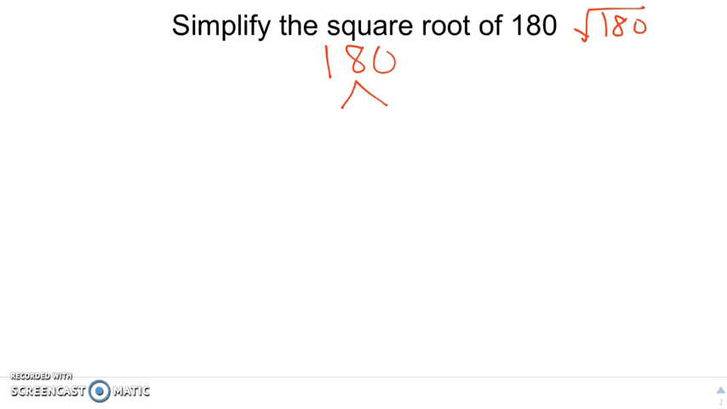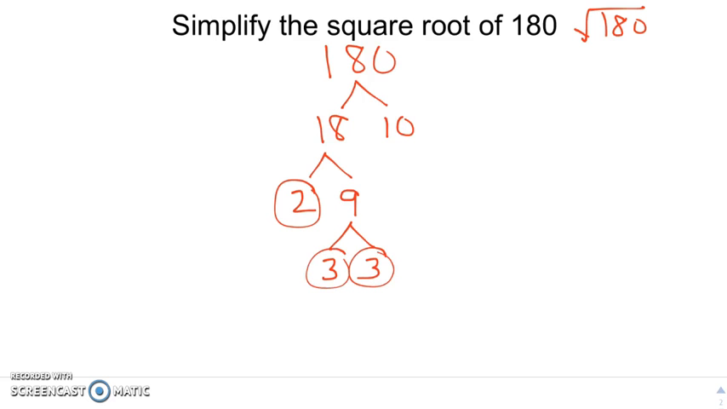So the easiest way to start this one would be 18 multiplied by 10. And of course, you can do your factor tree any way that works for you. 18 could branch off with a 2 times 9. 9's prime, I'll circle it. 9 could branch off with a 3 times 3. They are both prime. 10 could branch off with a 2 times 5, and they're prime.